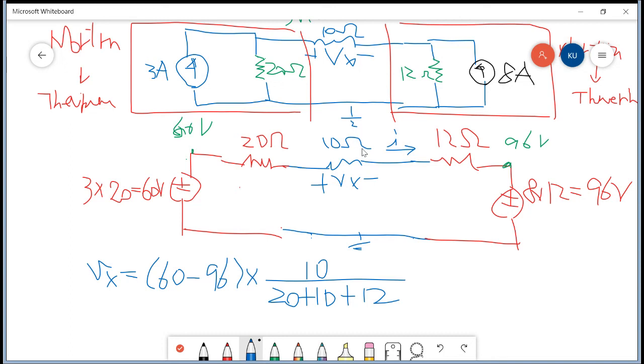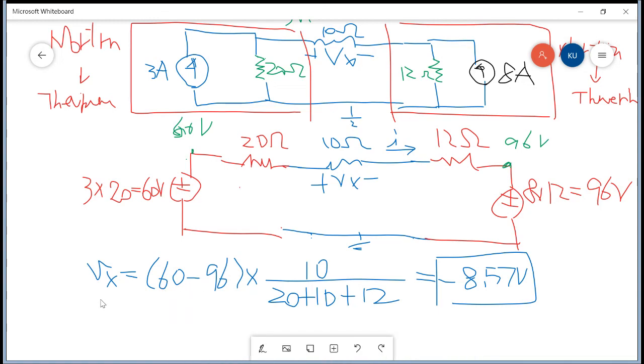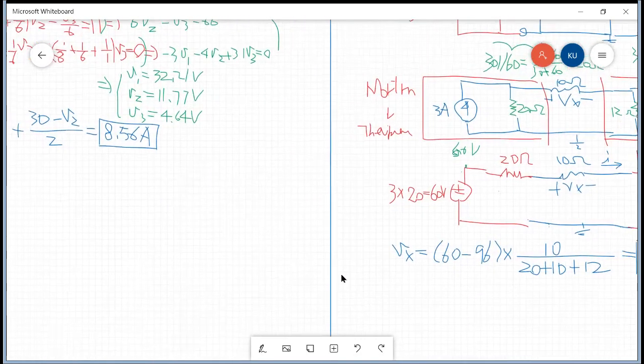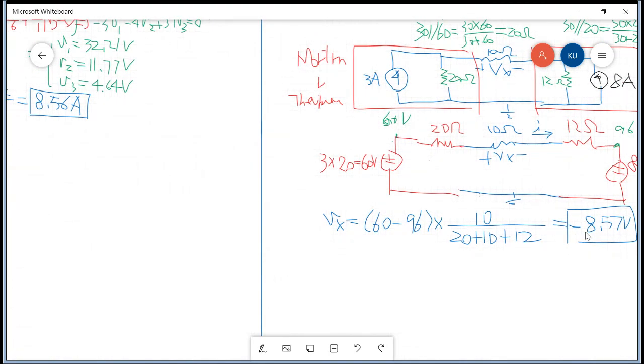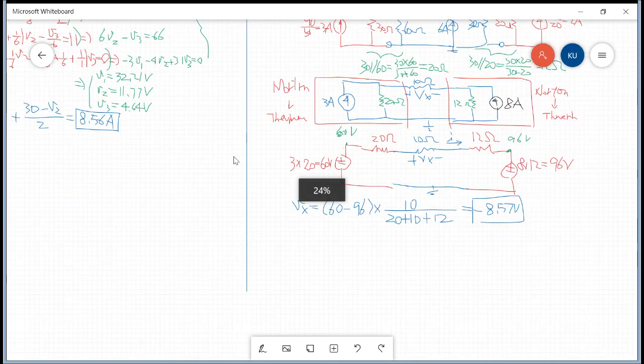So we can see that it is minus 8.57 volt. This is very interesting. As you can see, for the first one, the answer is 8.568, and then for this one, minus 8.57 volt. Maybe it's a coincidence, but well.